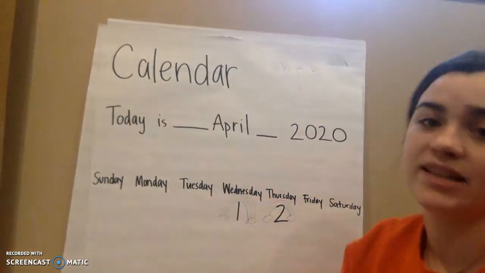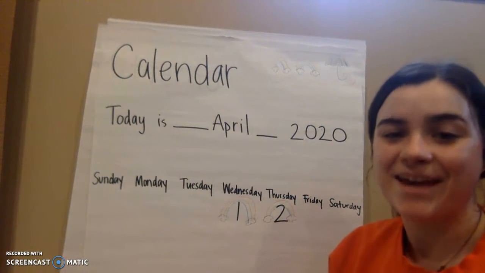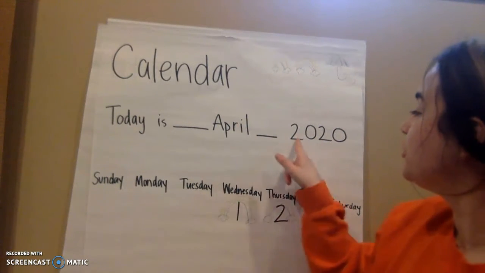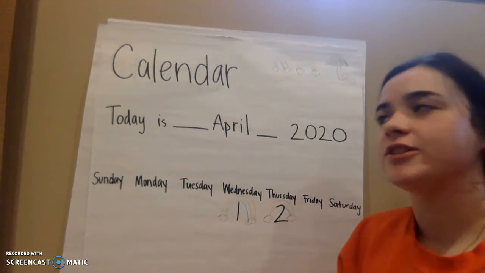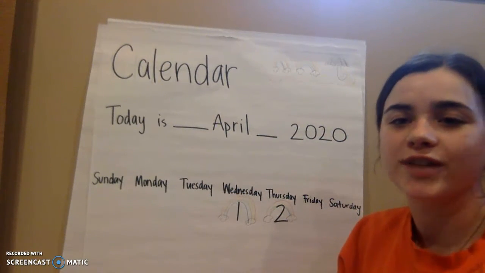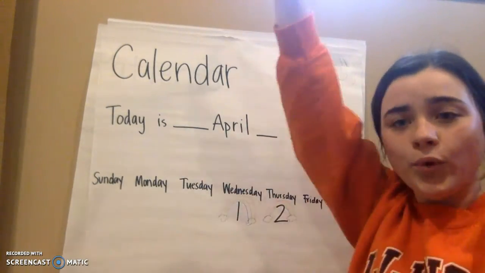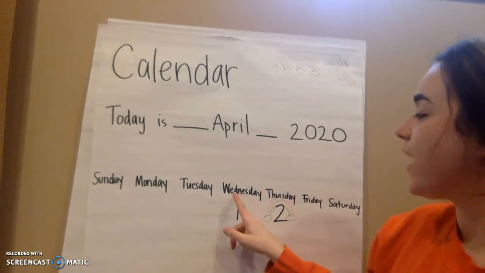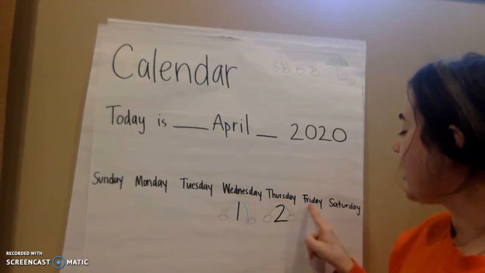Alrighty, my friends. Now let's say the date together. Today is Thursday, April 2, 2020. Today is Thursday. All day long. Woo! Yesterday was Wednesday. Tomorrow will be Friday.